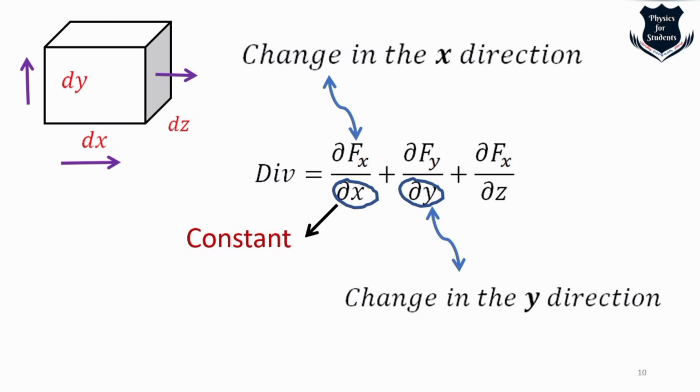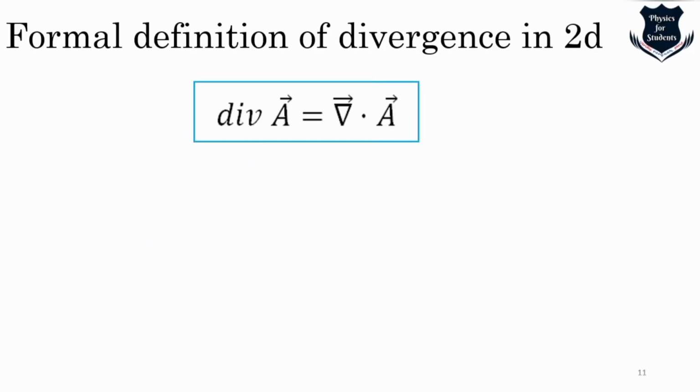Divergent means to move away, which may help you to remember that divergence is the rate of flux expansion, positive divergence, or contraction, negative divergence. Okay, so far so good. So now let us give it a formal definition of the divergence.